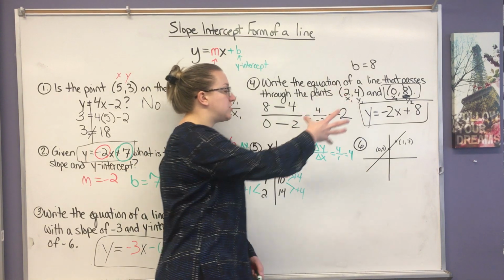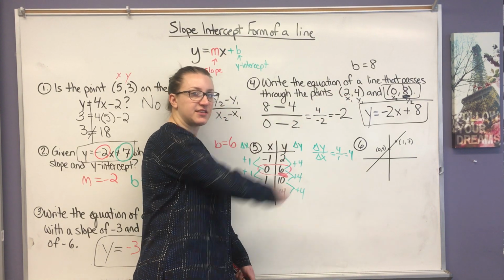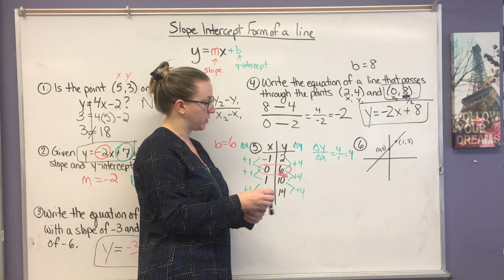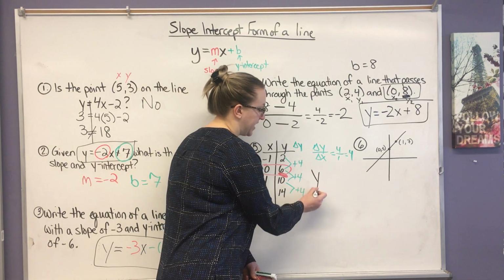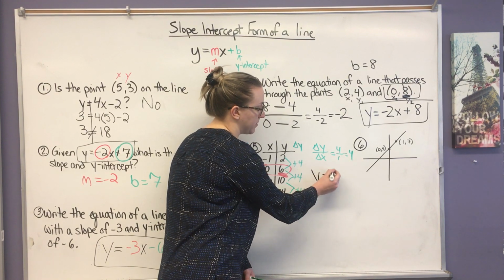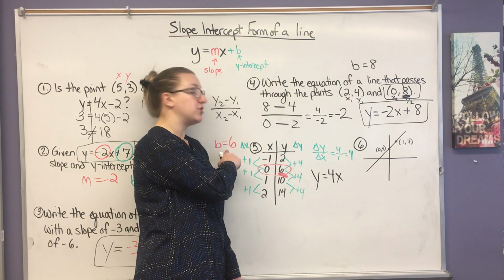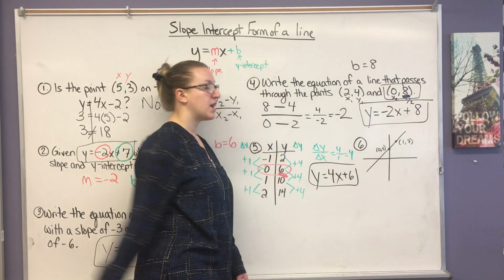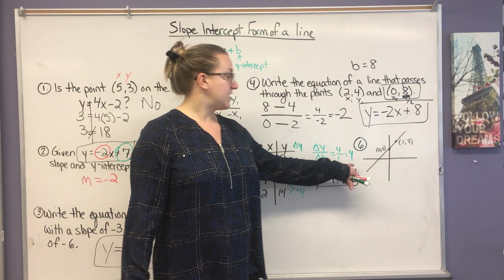Notice, all you had to do was find the slope and identify the y-intercept, and it's easy enough to plug into the equation. So y equals, here's my slope, so that becomes 4x. Here's my y-intercept, that's a positive 6, so plus 6. All done.